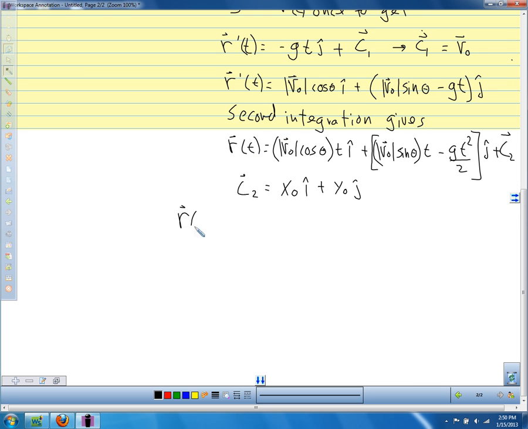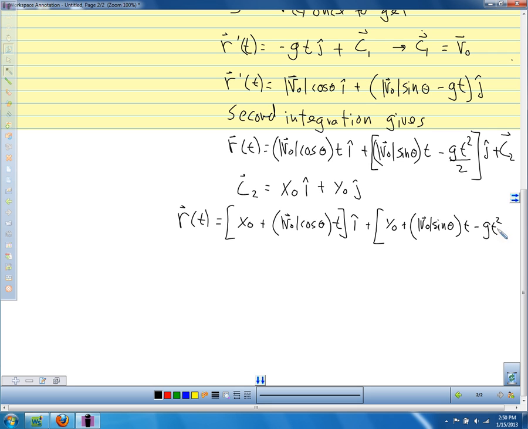So r of t for projectile motion is x0 plus the quantity magnitude of v0 cosine theta t, that's my i component, and my j component, I have my initial y position, y0, plus the quantity magnitude of v0 sine theta t minus gt squared over 2, and that's my j component.